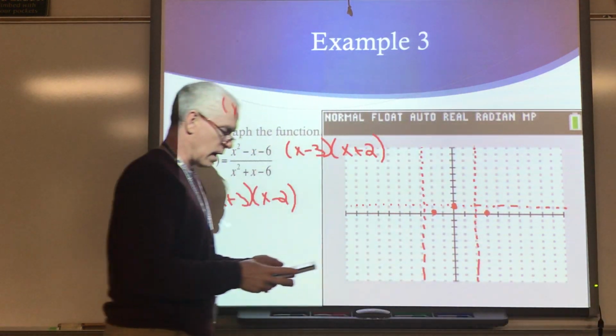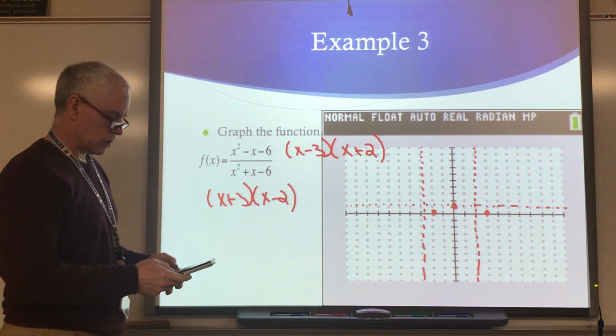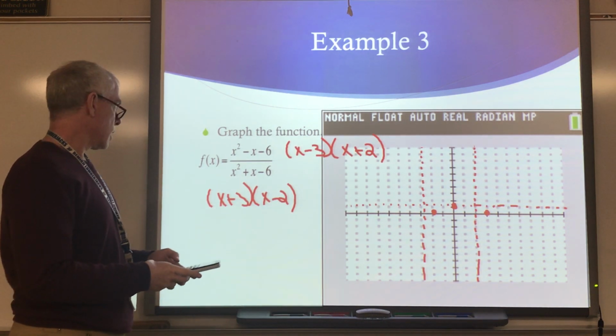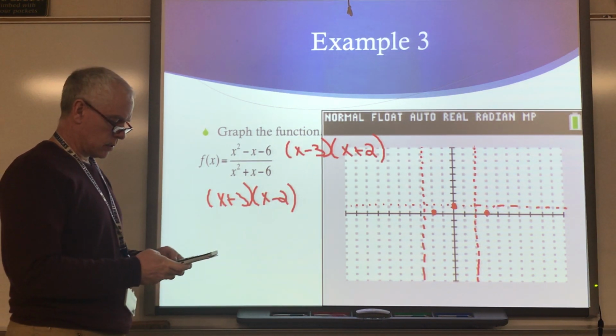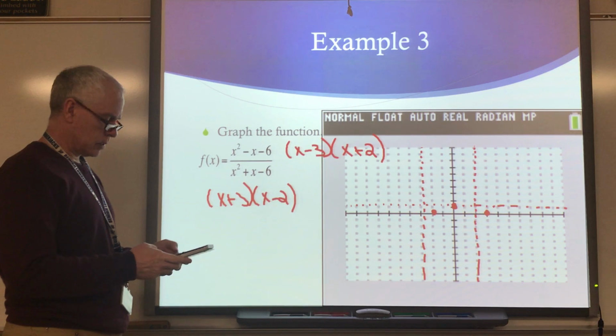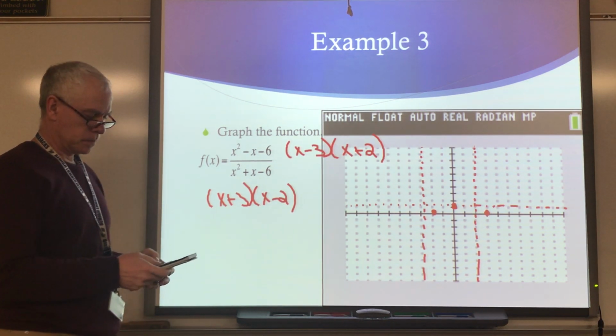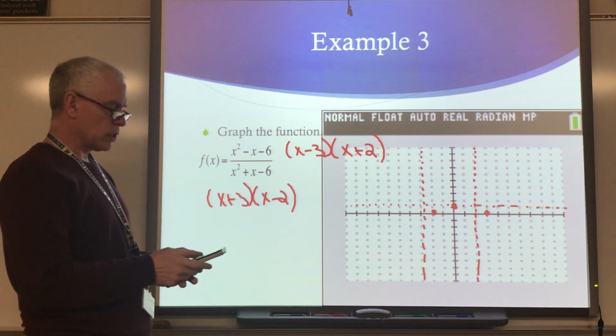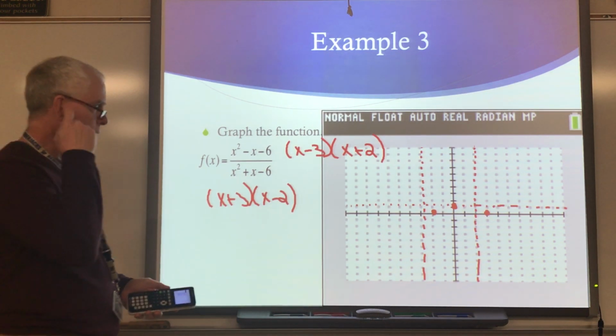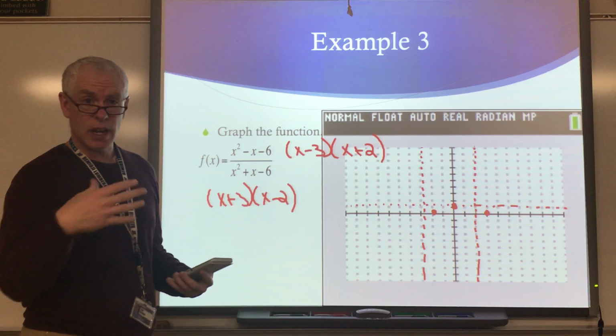Okay? So we're going to grab our calculator. We're going to go into our y equals. And x squared minus x minus 6 on top. And on the bottom, x squared plus x minus 6. Okay? And so my suggestion to you is to go into your table, and then we're going to plot some values on either side of the asymptote.